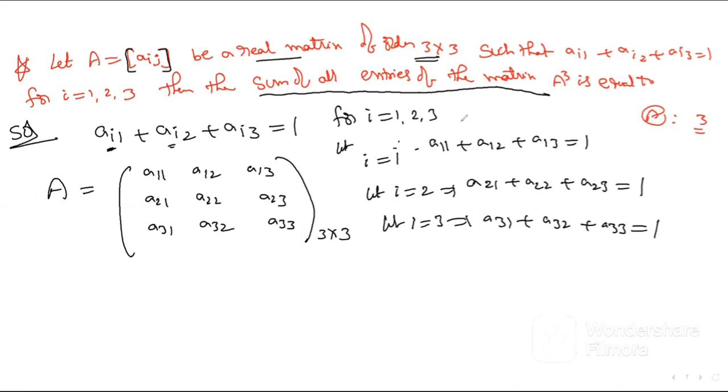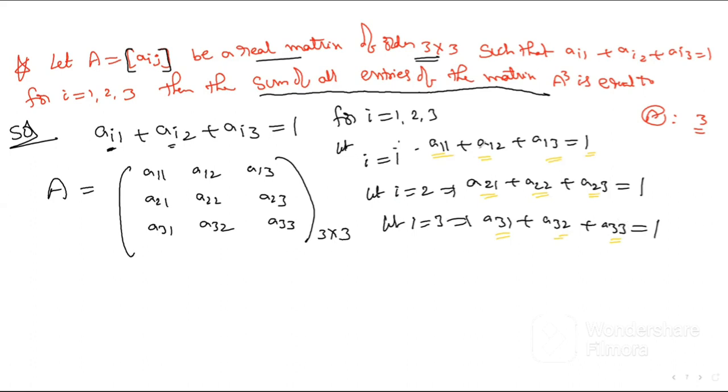So a11 plus a12 plus a13 is equal to 1. a21 plus a22 plus a23 is equal to 1. a31 plus a32 plus a33 is equal to 1.